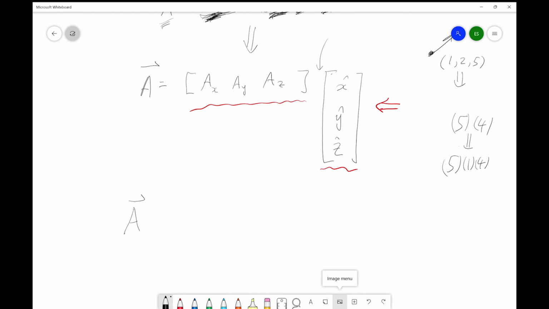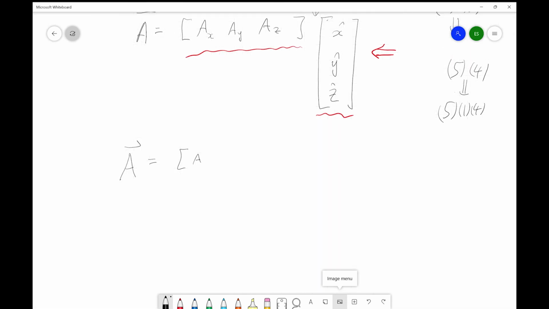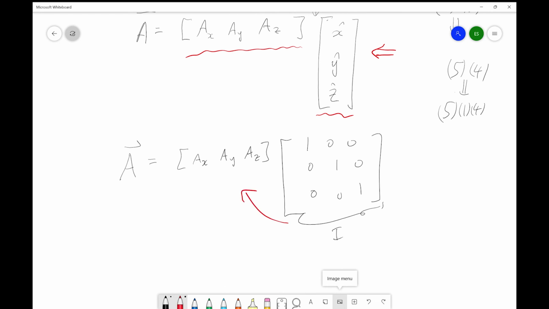So I can write this as AX, AY, AZ times the identity matrix 1 0 0, 0 1 0, 0 0 1, right? So I can multiply I with this, or I with what comes to the right. It will not change anything, right? I haven't changed anything. I just injected the identity matrix in the middle, right?